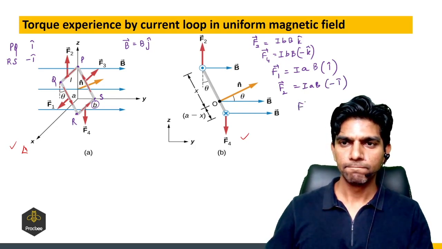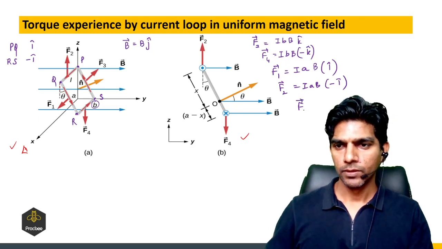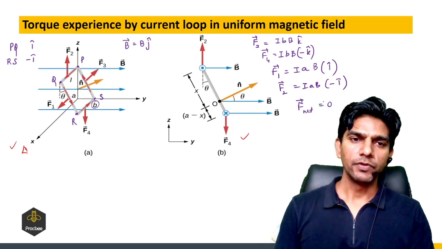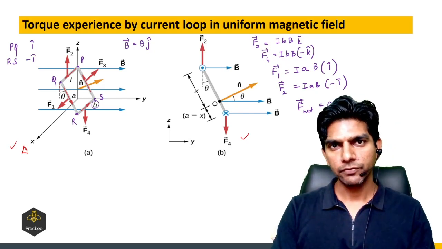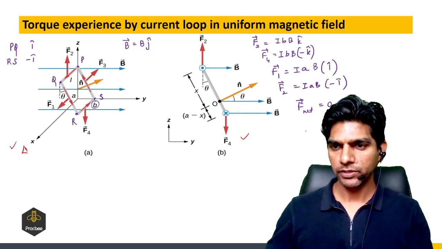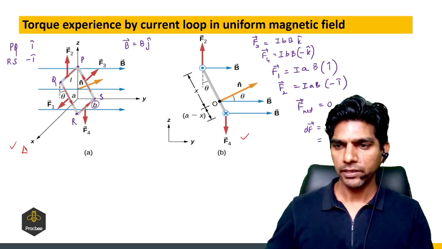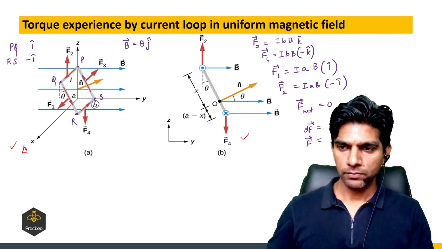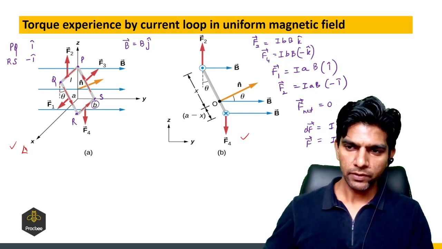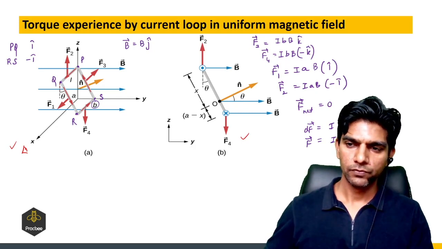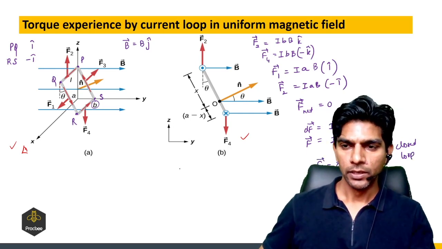So net force will be 0, right? When we have a closed loop placed in a uniform magnetic field, the force on that will be 0, because we know that dF is I dl cross B, and this can be written as I L cross B. Net force will be written like this. In case of a closed loop, this L vector will be 0, so the force will be 0 in case of a closed current carrying loop.